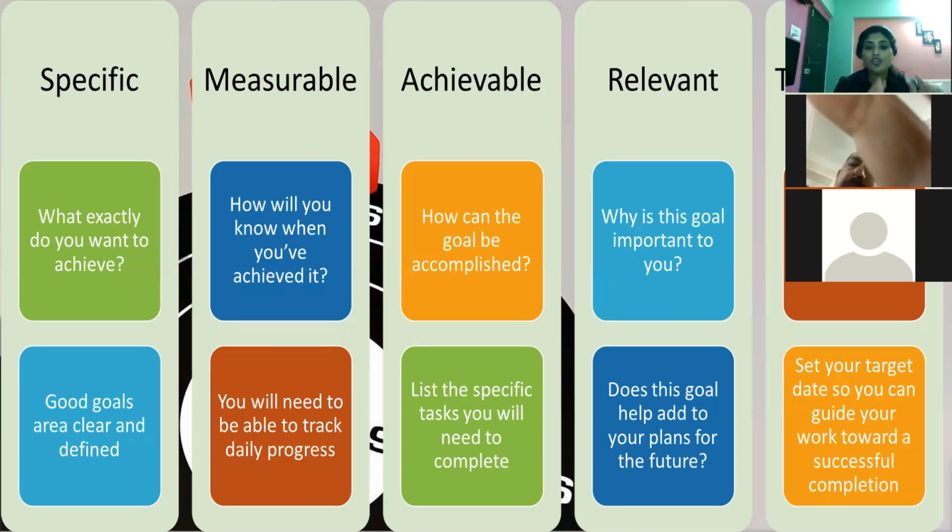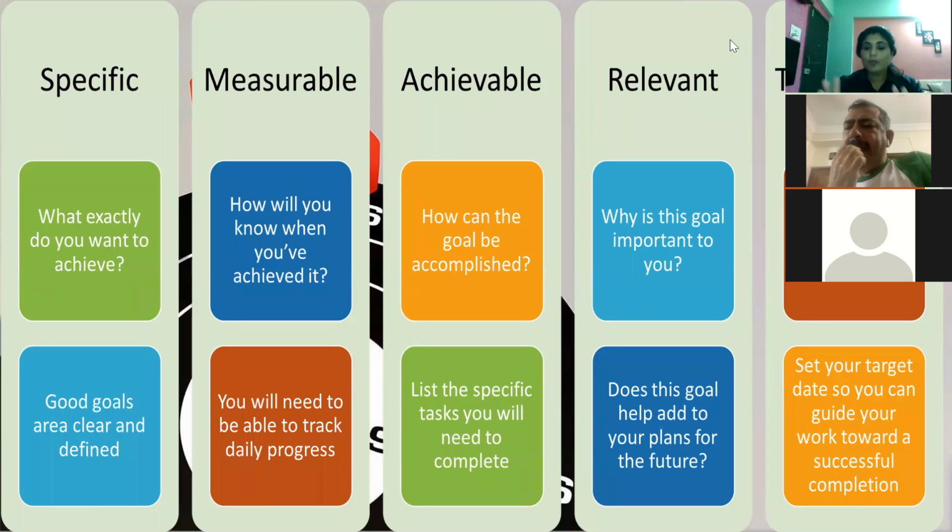You need to check your set goal within these parameters. If it is passing all these parameters, then whatever goal you have set is relevant or correct. Otherwise, whatever goals you are setting for yourself, those are not goals, those are just dreams.